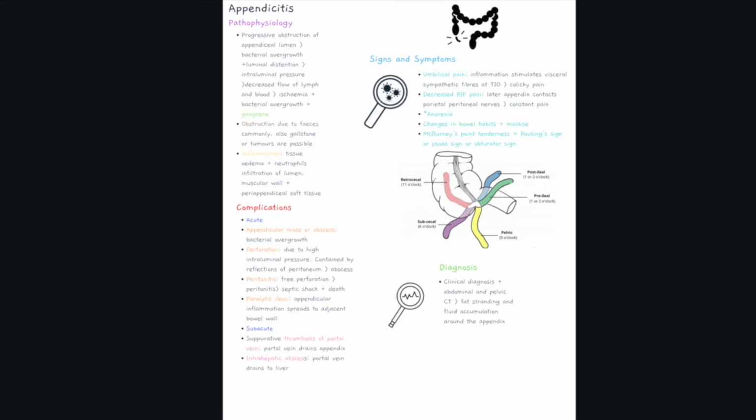Subacute complications include suppurative thrombus of the portal vein, as the portal vein drains the appendix. As it drains into the liver, it can also cause an intrahepatic abscess. In the long term, adhesions may form, causing bowel obstructions.